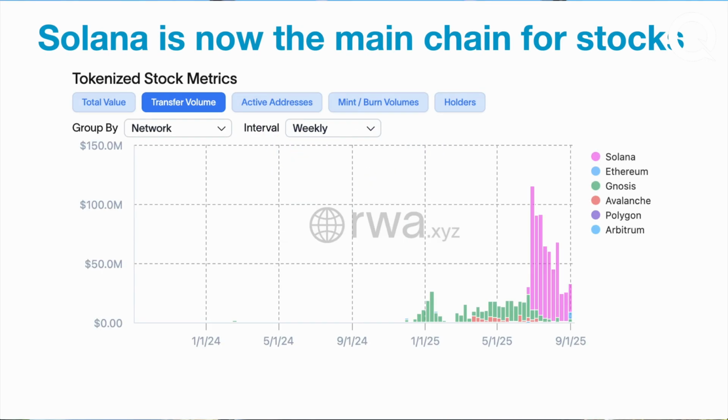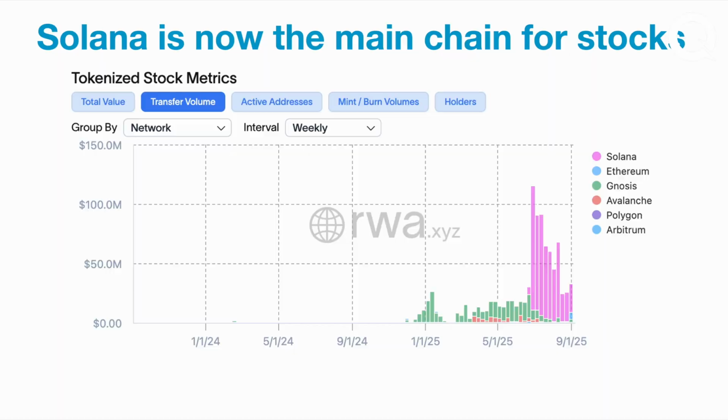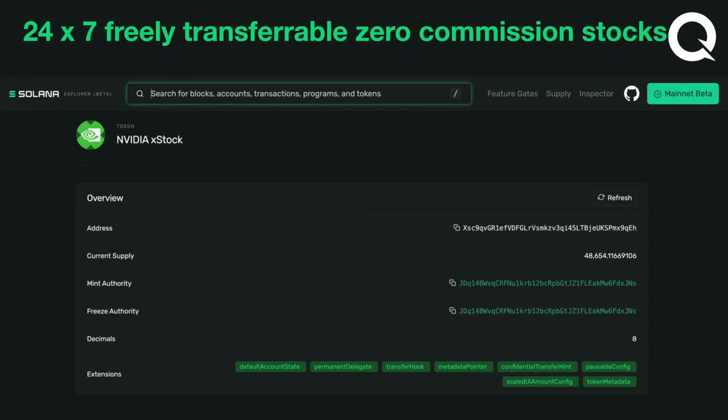So there's actually a really good example of token extensions in use recently, which is that Solana has become the most popular blockchain for trading stocks. And you might think, what's that got to do with token extensions? So if you actually have a look at any of these stocks in Solana Explorer, you'll see there's a bunch of extensions actually turned on.